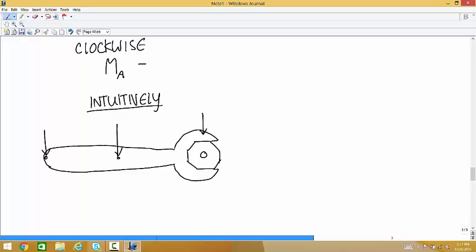I guess really what's happening here, the way to think about it is if I drew a free body diagram of the wrench, that bolt would be applying a torque one way to keep the wrench from turning, and this force would be applying an opposite torque to try to make it turn.